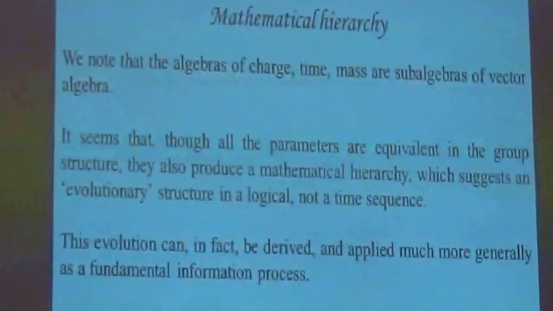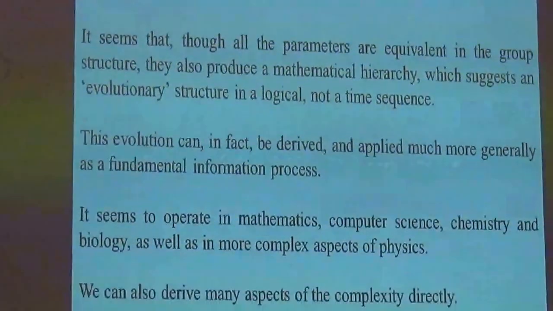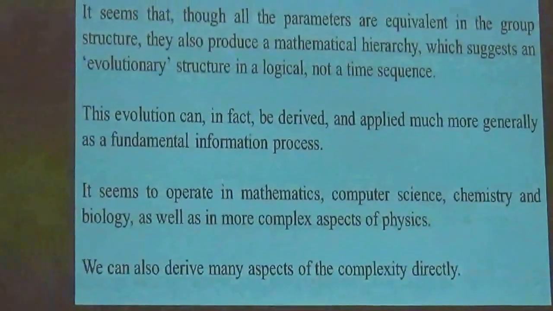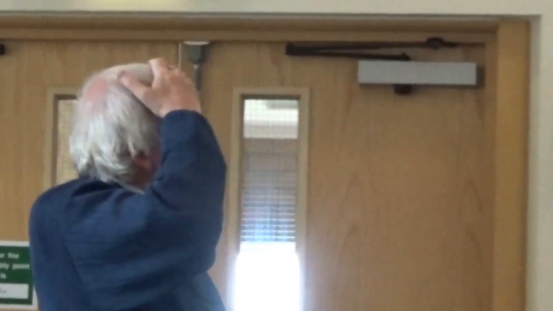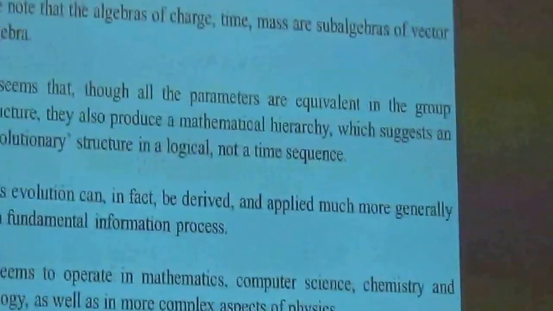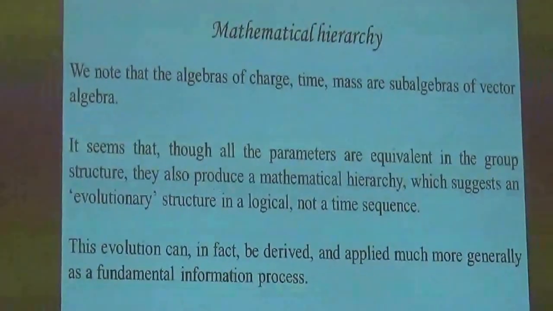And we know that the algebras of charge, time, and mass are sub-algebras of vector algebra. So, though all the parameters are equivalent in the group structure, they also produce a mathematical hierarchy. And there's also an evolutionary aspect to this, and this is the rewrite structure I would need to do to explain that. But it's explained in the black book. And it's been explained in earlier rounds. As I say, you can in fact derive the evolution, it's a much more fundamental information process.